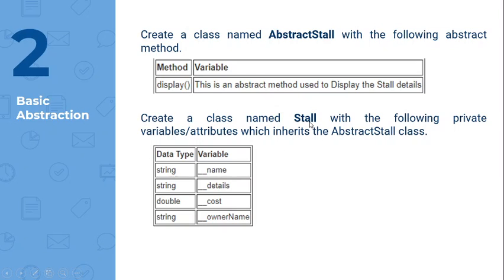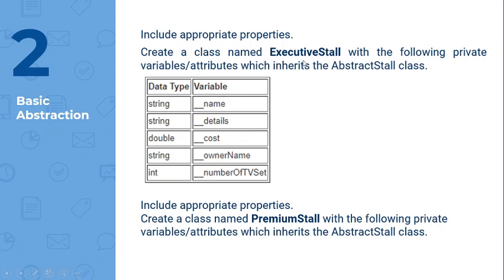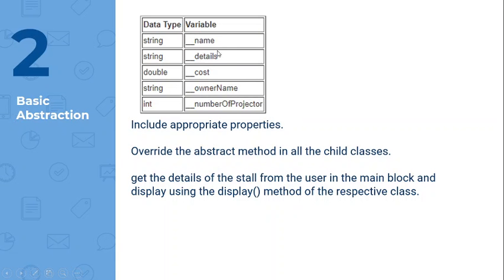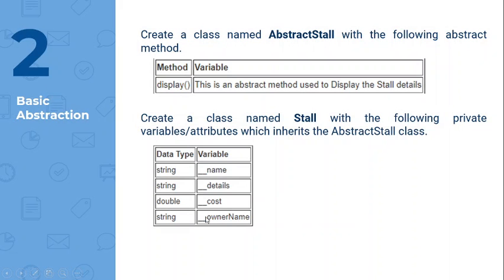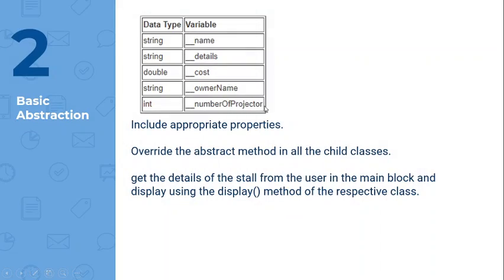Then we have to create another class called stall which extends abstract stall, and it has four attributes: name, details, cost and owner name. Similarly we have executive stall which has name, details, cost, owner name and number of TV sets. Then we have premium stall which has name, details, cost, owner name and number of projectors. If you take a look at the classes, these two classes have attributes common in the stall class, so they must be children of this stall class. Now we have to override all the abstract methods.